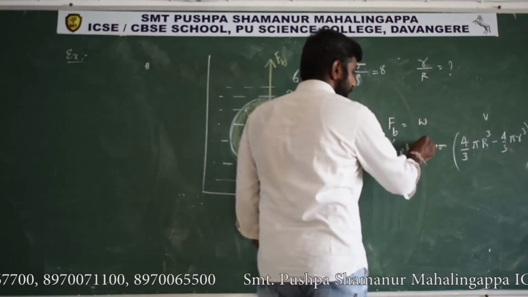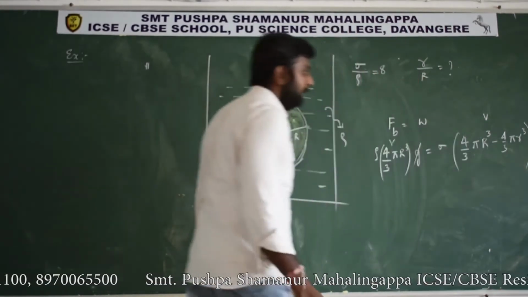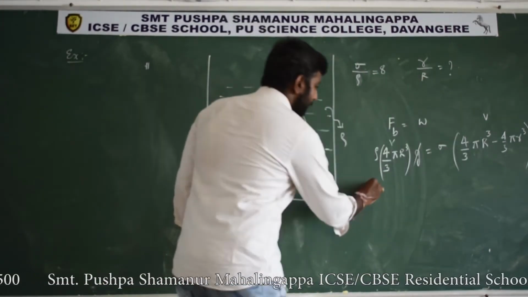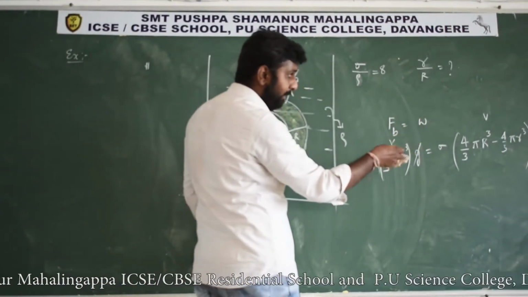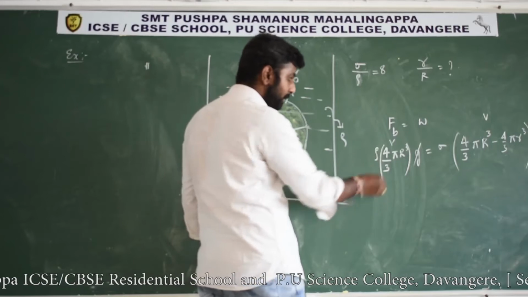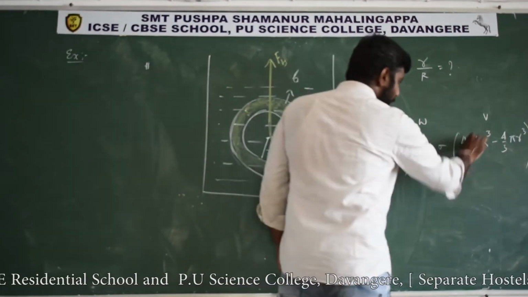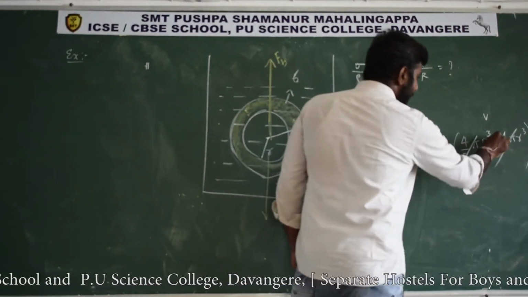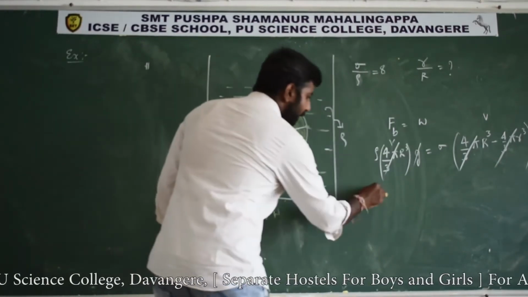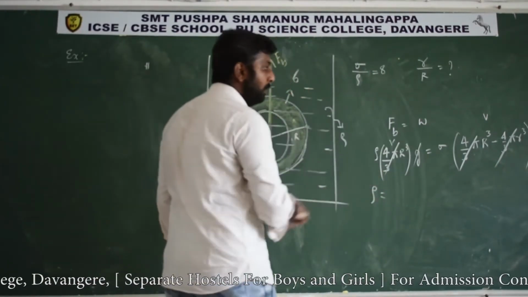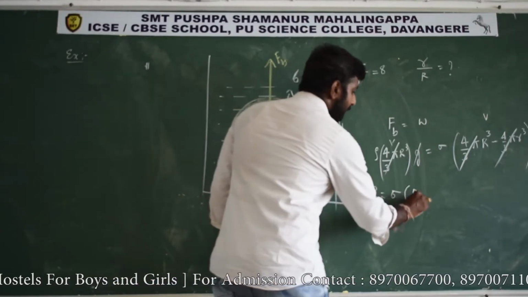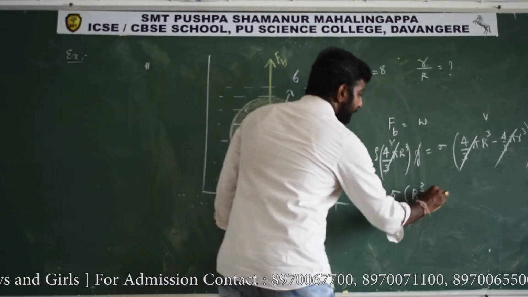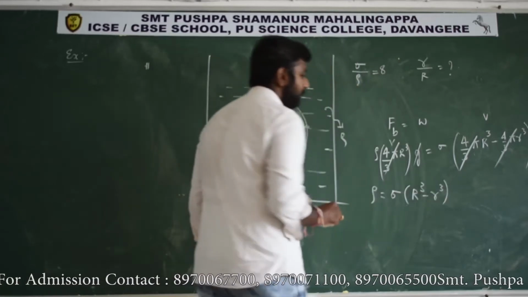And here g will get cancelled. Then you see the expression 4 by 3 pi, 4 by 3 pi, if you take common outside, that 4 pi by 3, 4 pi by 3 also will get cancelled. Finally what you will get is rho is equal to sigma into capital R cube minus small r cube.